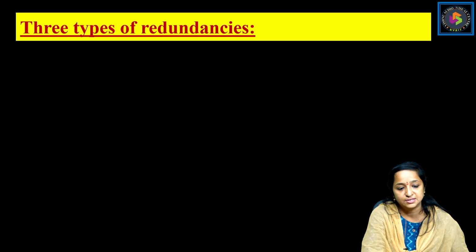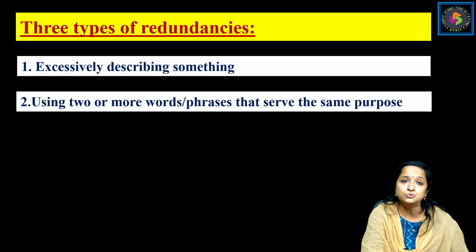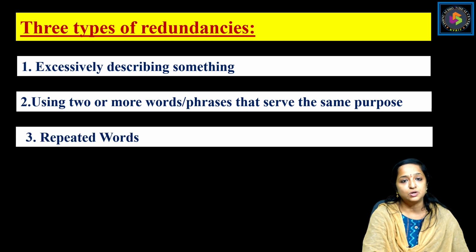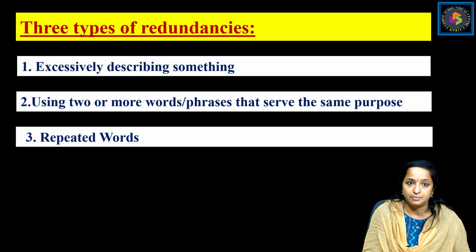Next, let us know what the different types of redundancies are. Here we have three types of redundancies. The first one is excessively describing something, the second is using two or more words or phrases that serve the same purpose, and the third one is repeated words. Now let us go one by one. What is excessively describing something?